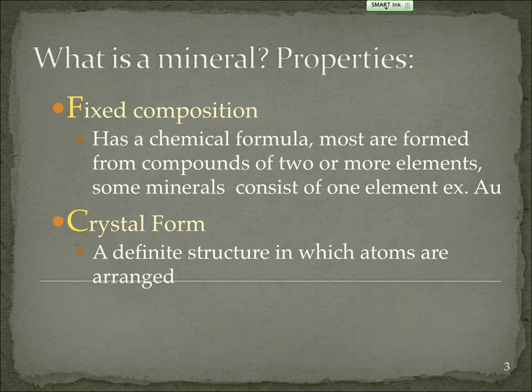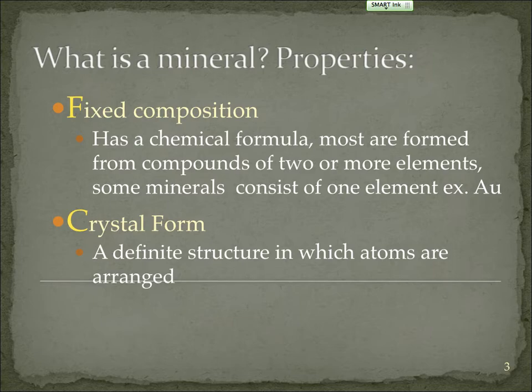F is standing for fixed composition. Minerals are made up of certain elements or compounds, and that element and compound ratio cannot change. So if we have a mineral that's made up of H2O, it has to stay 2 hydrogen, 1 oxygen. It has to be fixed. Fixed means not changing. So the chemical formula cannot change. However, some of the minerals are just one element. Gold is an element that is also a mineral.